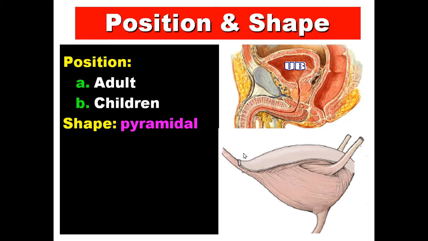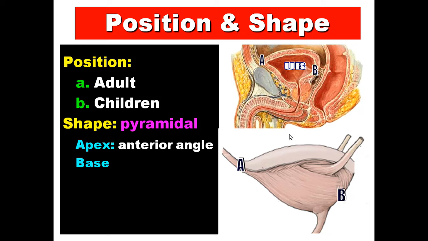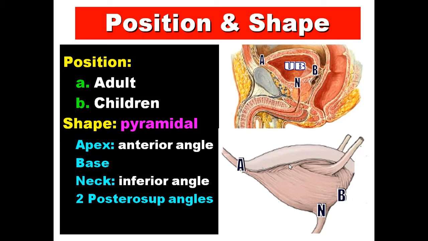Then the shape is pyramidal. It has an apex, which is the anterior angle. This is the apex. It has a base, the base of the pyramid. It has a neck, which is the inferior angle. This is the neck of the urinary bladder. It has two posterosuperior angles for the entrance of the ureter, and three surfaces: the upper surface and the two inferior lateral surfaces.